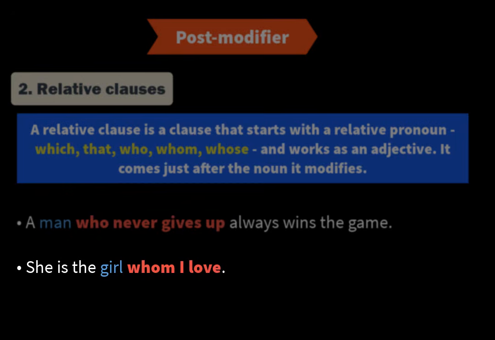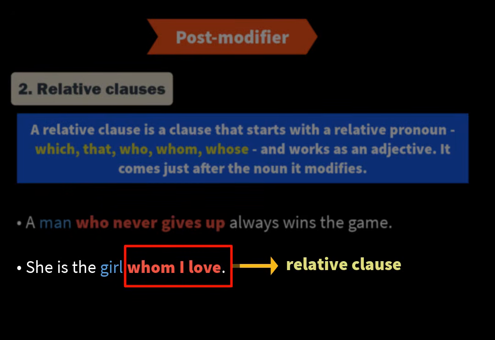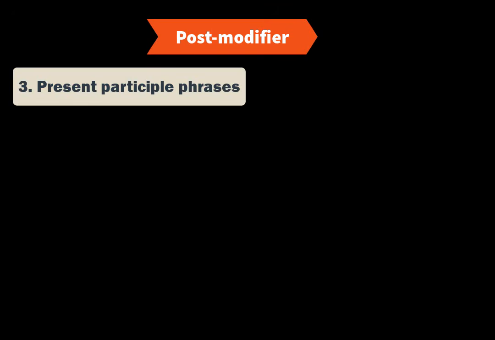Next example. She is the girl whom I love, or she's the girl who I love. So, whom I love or who I love is the relative clause coming next to the noun girl and modifying it. Which girl? Whom I love. It is giving information about the noun girl. It's helping us to identify that girl. She's the girl. Which girl? Whom I love, who I love. All right. So, that's how a relative clause works as a modifier, works as an adjective, and it always comes after the noun it modifies.